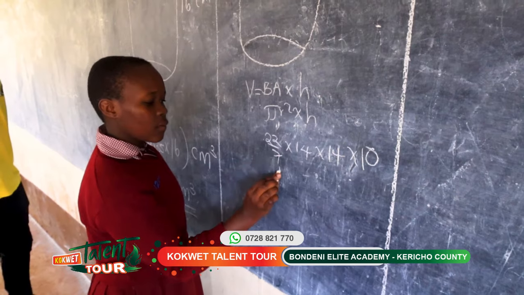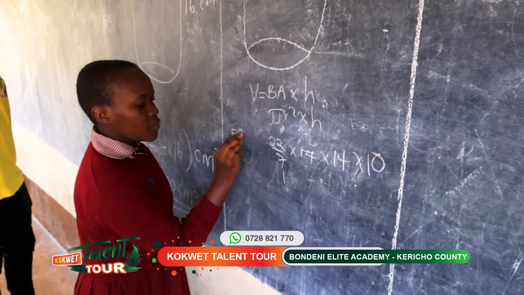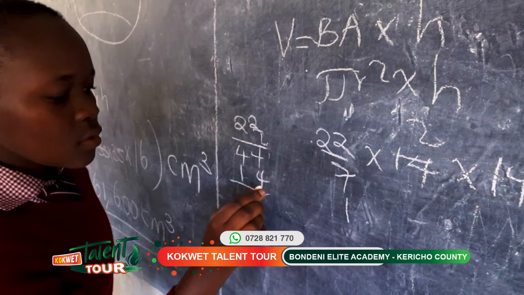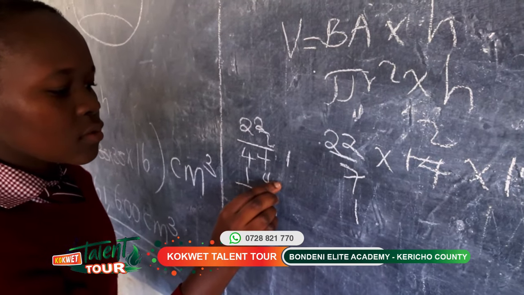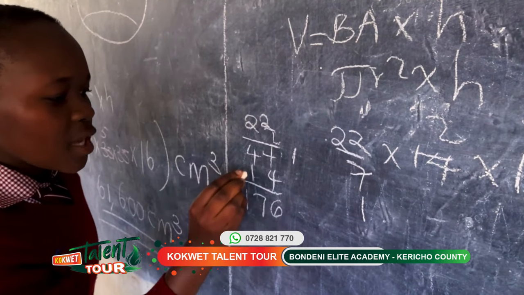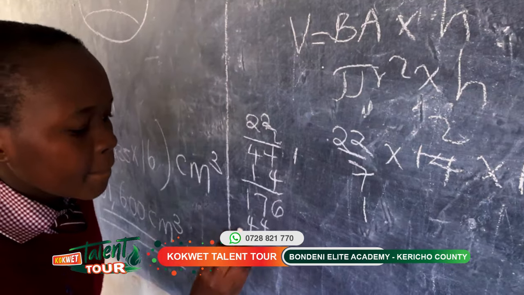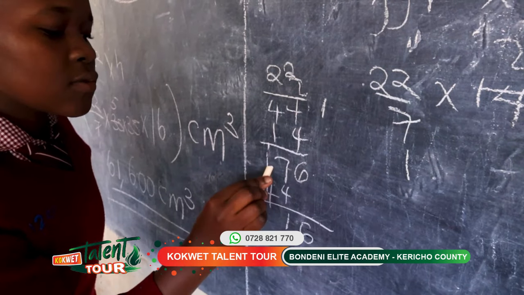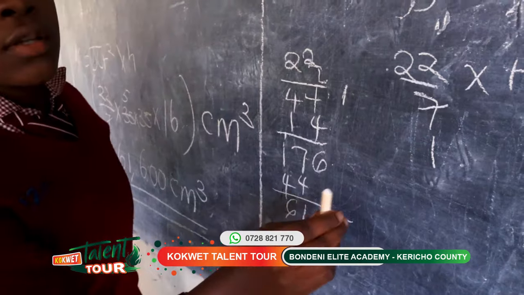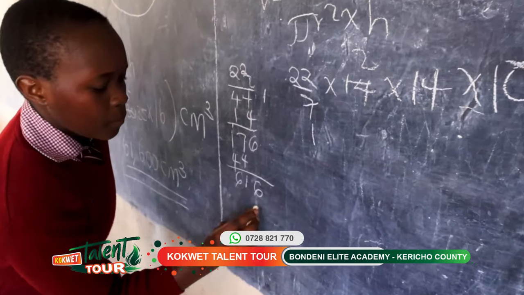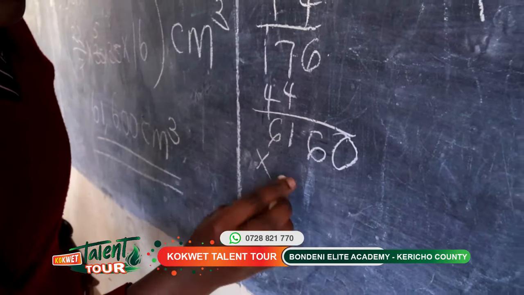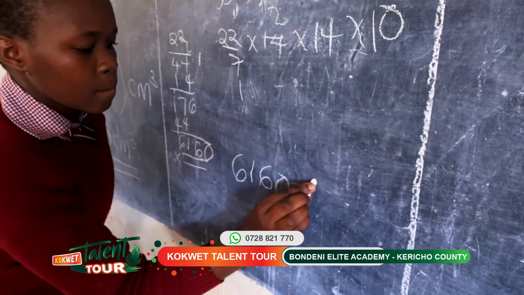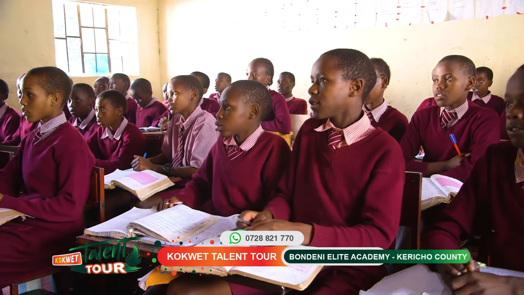You cancel by 7. 7 into 14 is 2. 22 times 2 is 44. Then 44 times 14: 4 times 4 is 16, you write 6; 4 times 1 is 4, plus 1 is 5, plus 1 is 6... Times 10. When you multiply by 10, you just add 0. Awesome. What is the answer? 6,160 meters cube. Is she correct? Yes. Good. Let us clap for her.